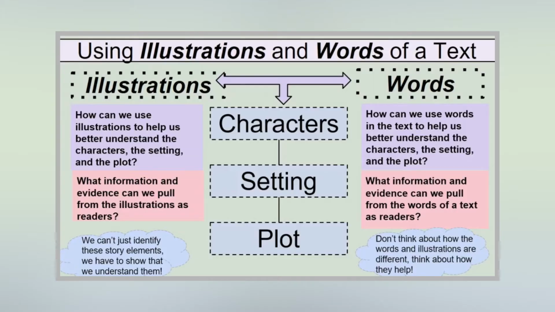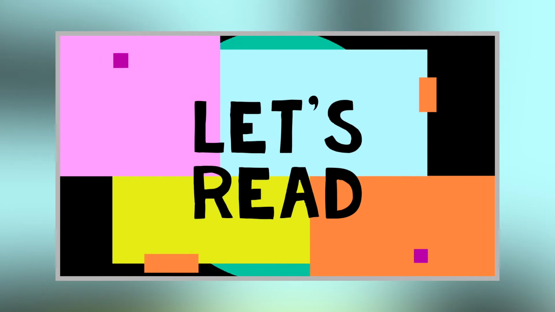Now we are going to be reading a story about Miss Hickman. When we are reading the story, make sure you're looking at the illustrations as well as the words. When we're reading, see if you can identify the characters, the setting, and the plot. We want to use both the illustrations and the words to help us get this information. Now, let's read a story about Miss Hickman.